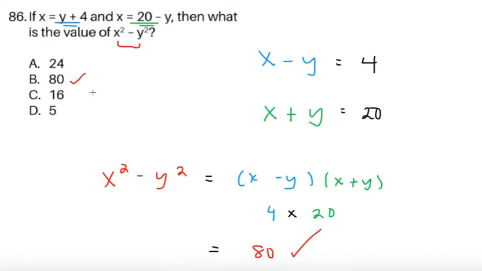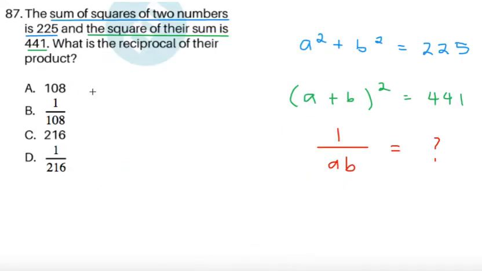So there we go. Item 87. The sum of the squares of two numbers is 225, and the square of their sum is 441. What is the reciprocal of their product? Now, I've translated these three. So let the two numbers be a and b. Now the sum of the squares, so a squared and b squared, we're going to add them. So a squared plus b squared is given to be 225. Next, the square of their sum. Now their sum is a plus b.